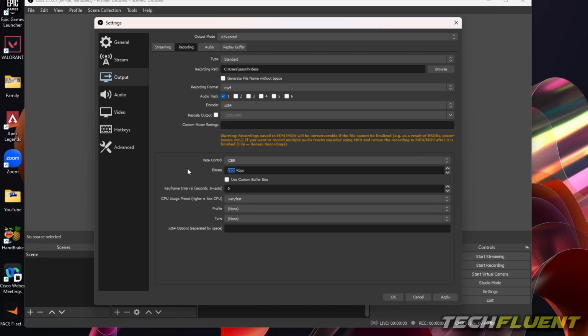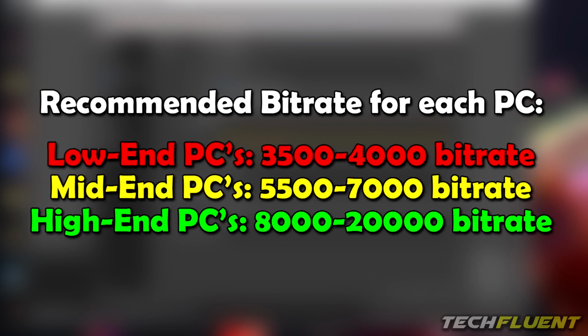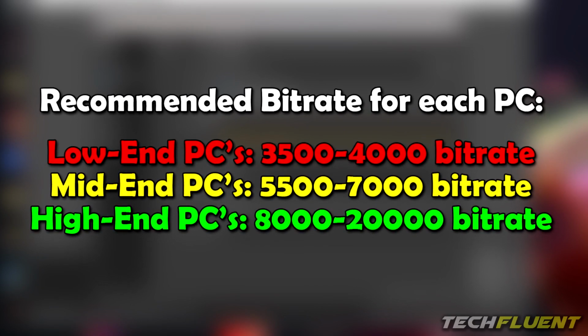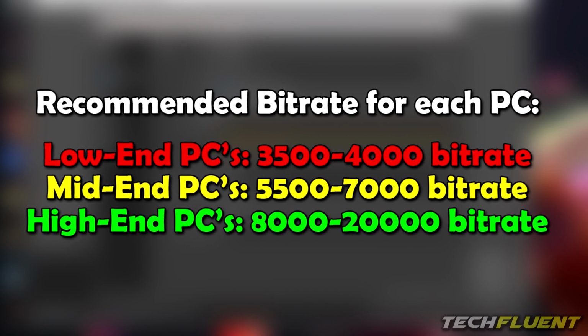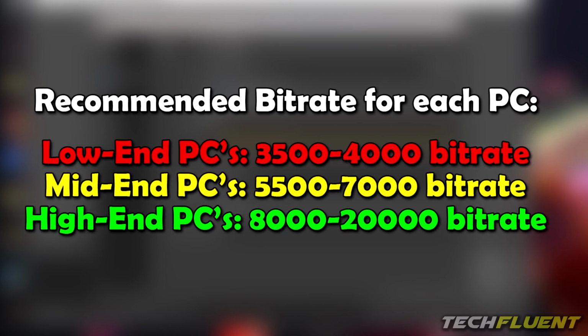However, just to be safe, I will provide you with a specific range of bitrate on the screen right now that you can implement depending on your PC's speed. If you have a low-end PC, then 3500 to 4000 bitrate is what's recommended. For mid-end PCs, I would recommend 5500 to 7000. And lastly, for high-end PCs, I would recommend 8000 to 20,000 bitrate.